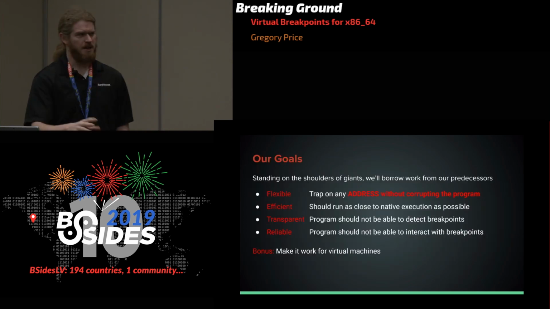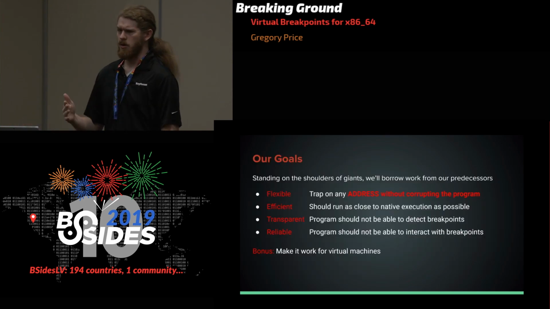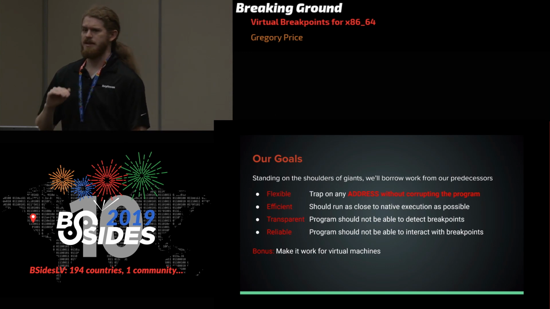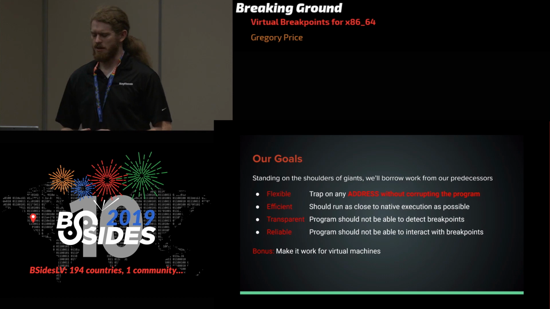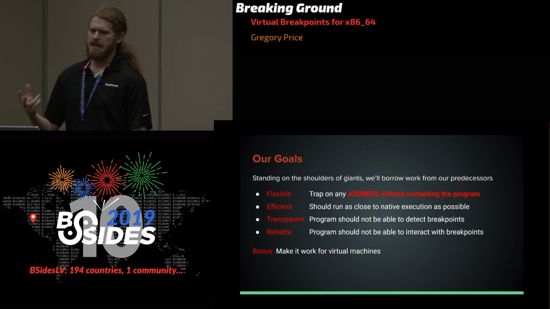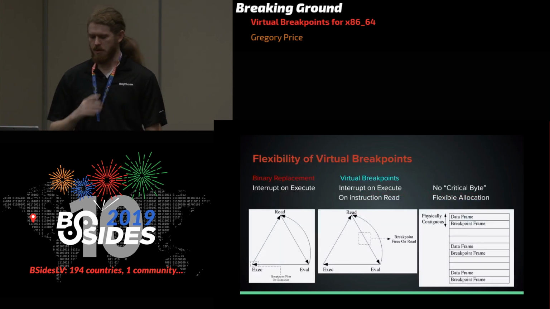So, circling back around and looking at our goals, we set some goals for ourselves, and we set some system design limitations. Have we actually met our goals at this point? Let's start with flexibility. Can we trap on any address without corrupting the program?